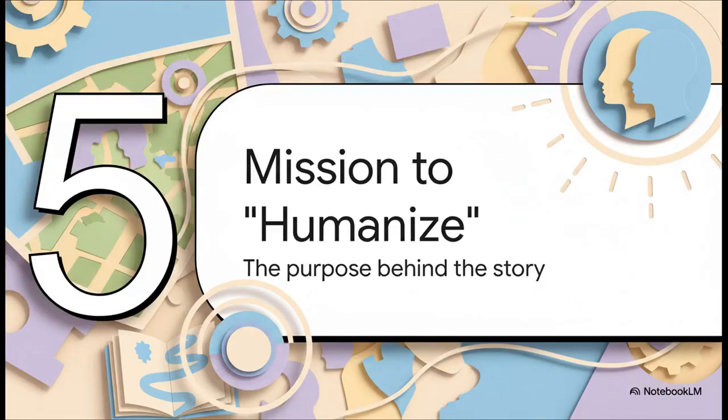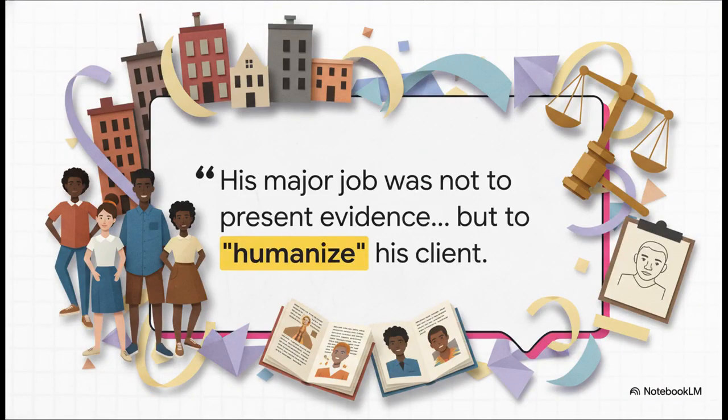So finally, let's talk about what I think is the most important piece of all of this, the mission. What's the deeper purpose that's driving not just the novel, but this entire way of teaching it? This is a quote from the author himself, Walter Dean Myers. He tells the story about a lawyer who told him that his main job in a courtroom wasn't about the evidence. It was about humanizing his client for the jury. And Myers really took that to heart.